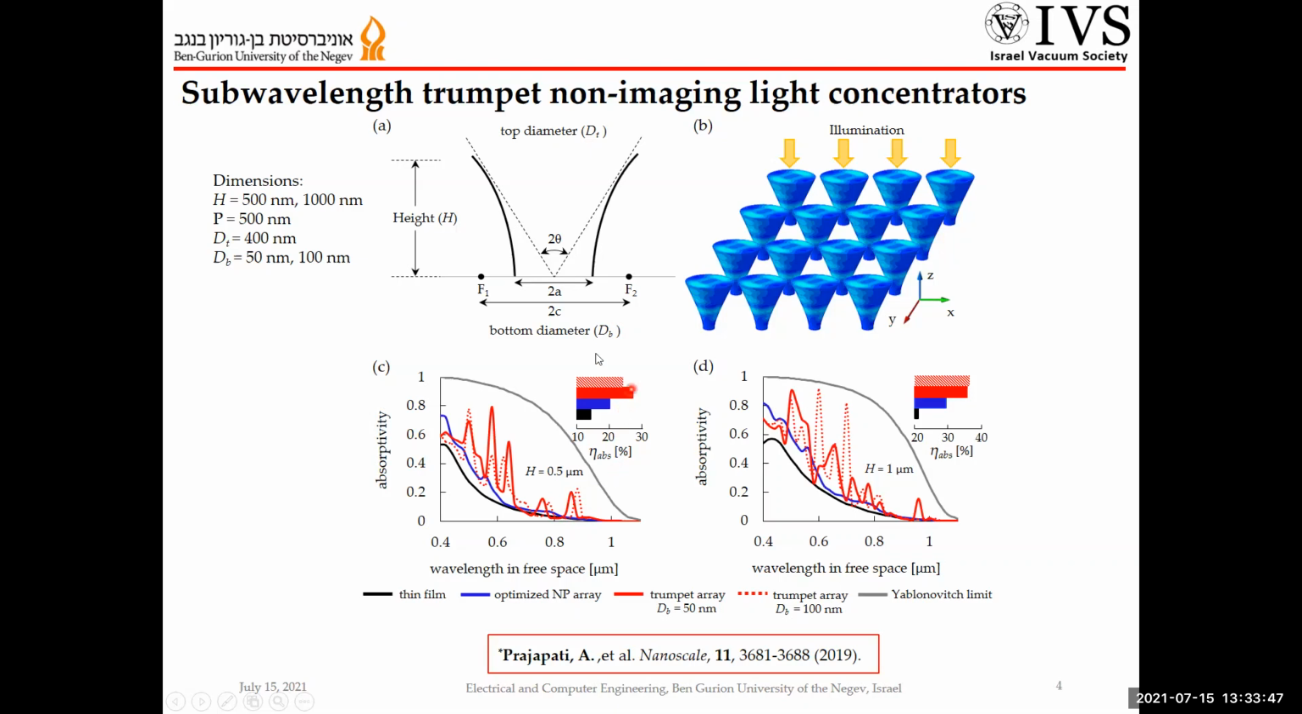The inset in figure 1C represents the weighted absorption efficiency, which is a relative absorption spectrum weighted with the solar spectrum AM 1.5G. The transition from thin film to nanopillar array has a weighted absorption efficiency enhancement of around 30%, and from nanopillar to the trumpet array also showed around 30% enhancement for both the arrays. From thin film to trumpet array is around twice, just twice the absorption.